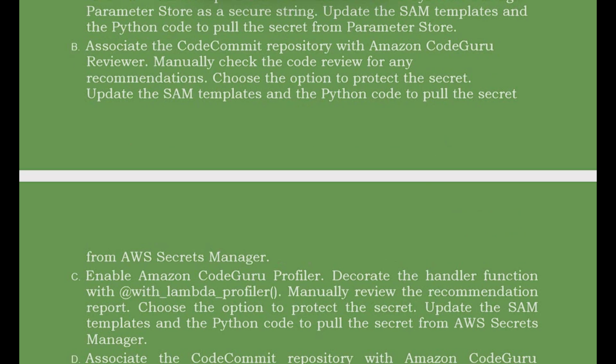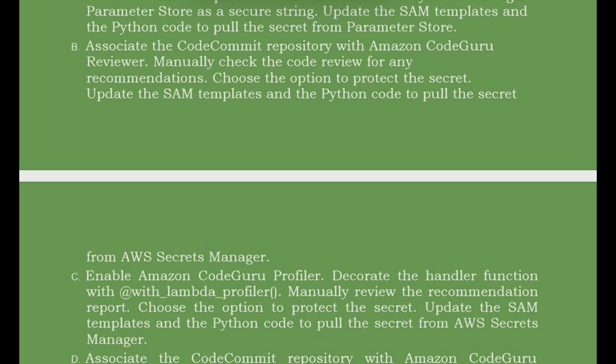Option B, associate the CodeCommit repository with Amazon CodeGuru Reviewer. Manually check the code review for any recommendations. Choose the option to protect the secret. Update the SAM templates and the Python code to pull the secret from AWS Secrets Manager.